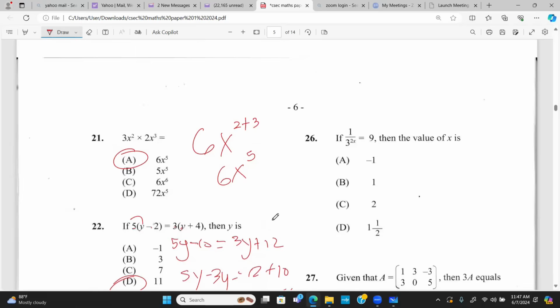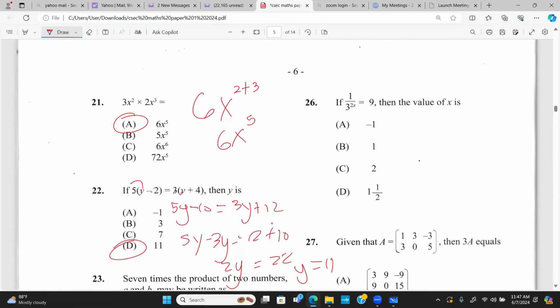26. All right, so we have 1 over 3 raised to the 2x is equal to 9, then the value of x is what? You could take a look at this. I'm going to take this as 3 raised to the -2x, because 1 over is inverse, which means a negative power, and this is equal to 9. But I'm going to represent 9 as 3 raised to the second. So I just wrote everything using a common base of 3, understanding that inverse is a negative exponent.